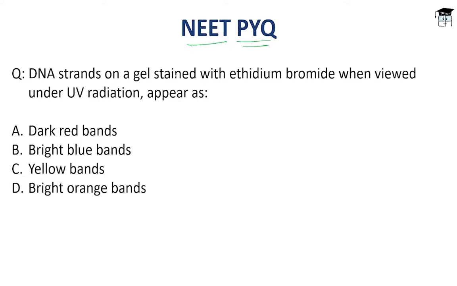Now let us attempt a previous year question of NEET on the basis of gel electrophoresis. DNA strands on a gel stained with ethidium bromide when viewed under UV radiation appear as. Now, this is something that I did not tell you. When we stain these fragments with ethidium bromide and then provide UV radiation, what color do they depict? So, students, they depict the orange color. From all of these options, option D is the right answer. They are of bright orange color.